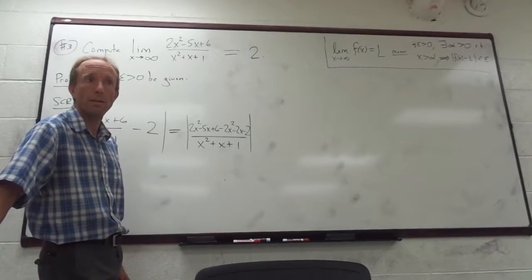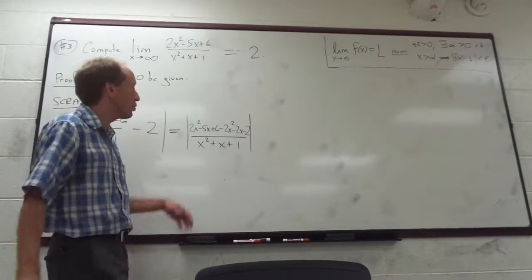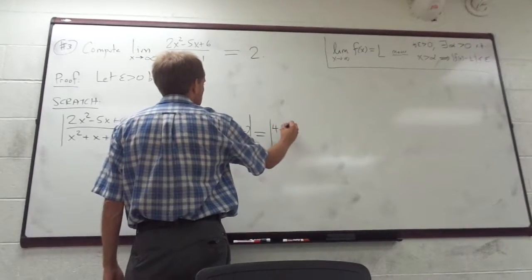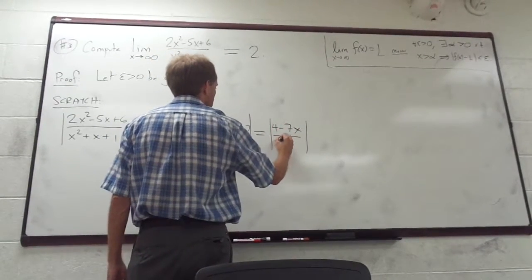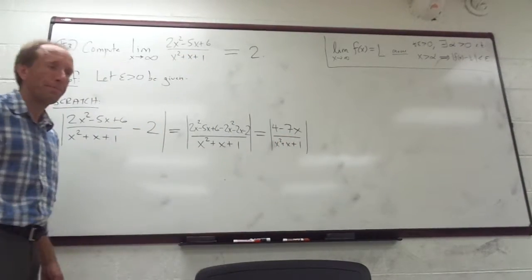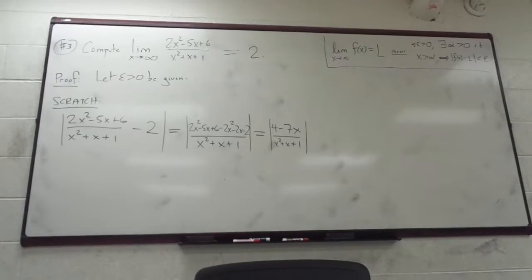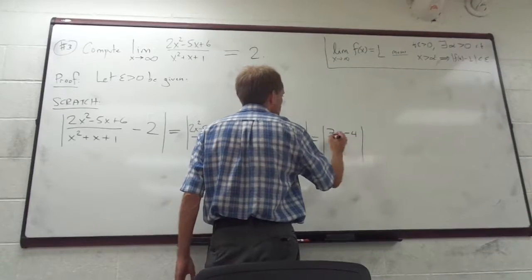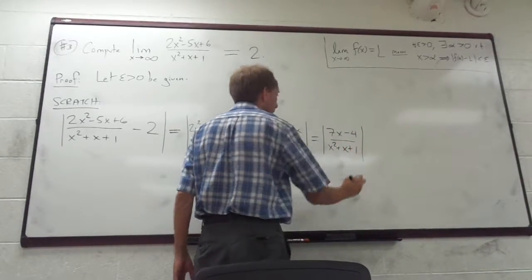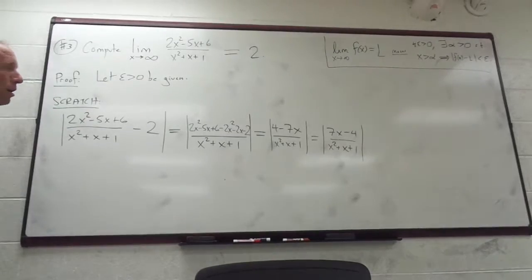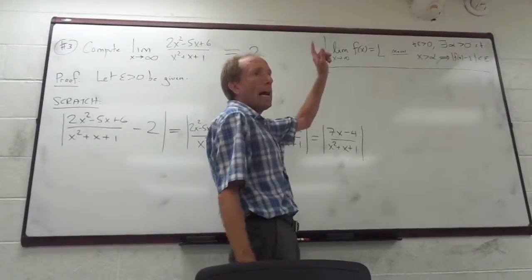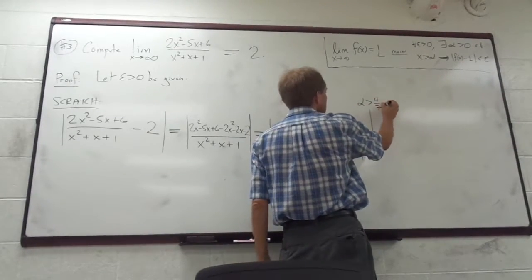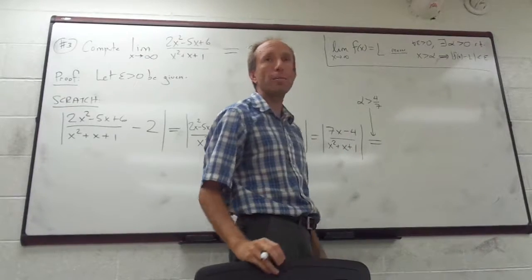Okay? Is everybody with me? Yeah. So I'm just doing the algebra here. Now if I simplify that, I'm going to get 4 minus 7x on top and x squared plus x plus 1 on the bottom still. Okay. And I'm going to rewrite that as 7x minus 4. I'm just switching the order of the top, and I can do that. Now, as long as our alpha is at least 4/7, I don't need the absolute value bars on anything here.